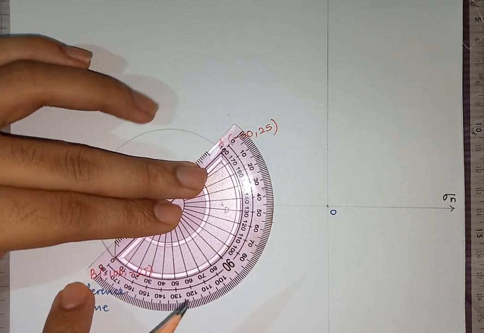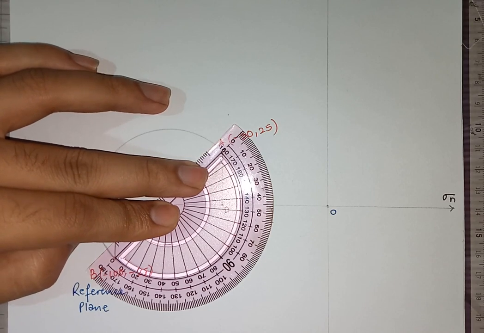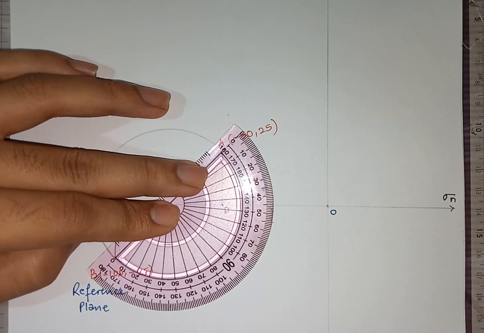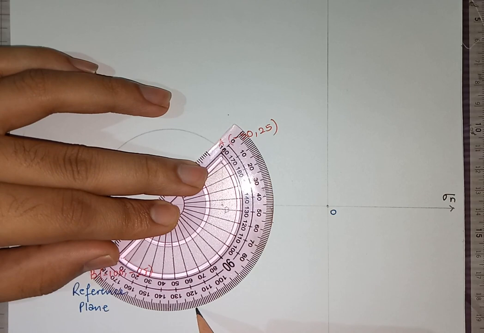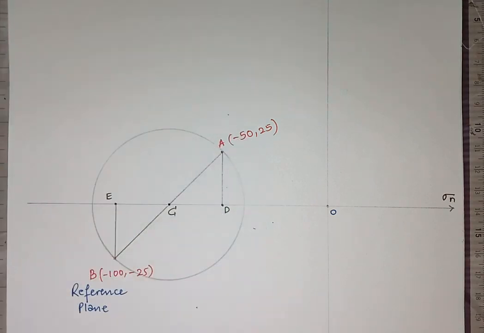From plane B I need to move in anti-clockwise direction for an angle of 2 theta degrees. Theta is 30 degrees, so 2 theta should be 60 degrees. So I'll mark here 60 degrees. Right, so that becomes my reference plane.